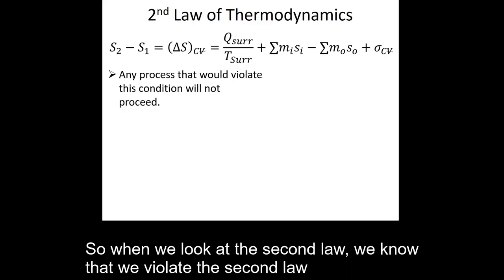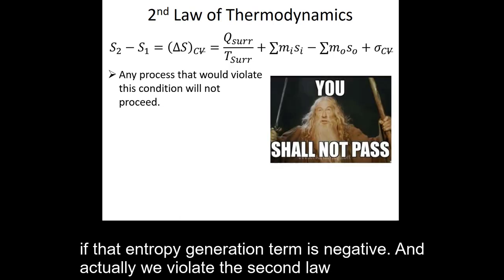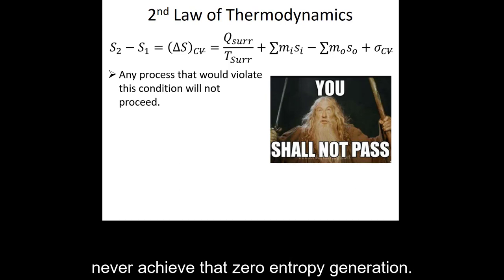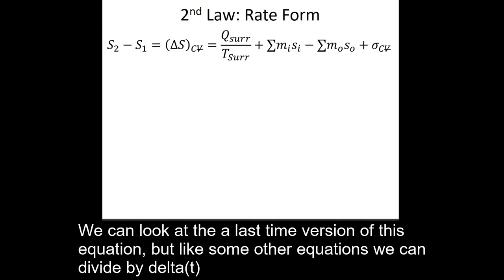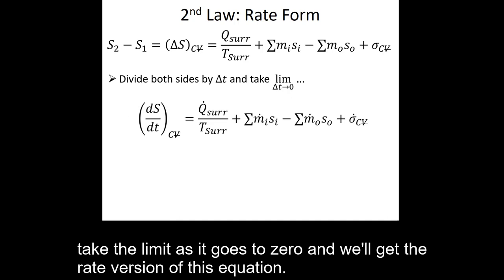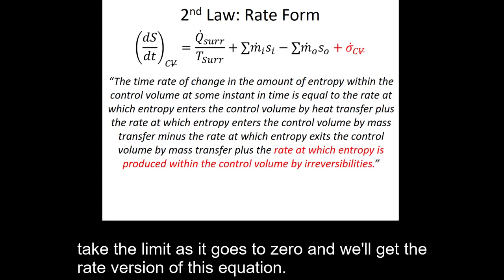So when we look at the second law, we know that we violate the second law if that entropy generation term is negative. And actually we violate the second law if the entropy generation term is 0, because that's sort of the limit of what we can do, but we can never achieve that 0 entropy generation. We can look at the elapsed time version of this equation, but like some other equations, we can divide by delta t, take the limit as it goes to 0, and we'll get the rate version of this equation.